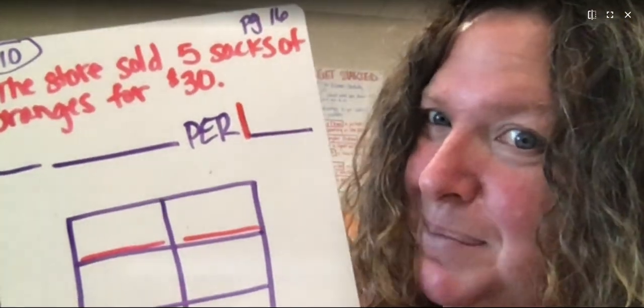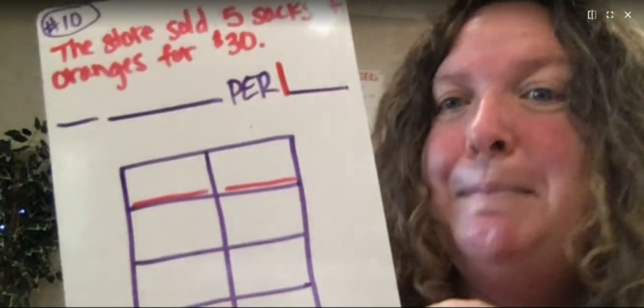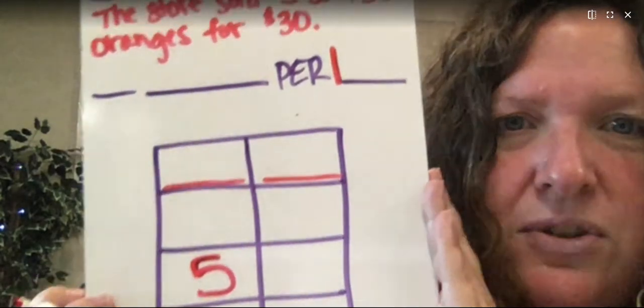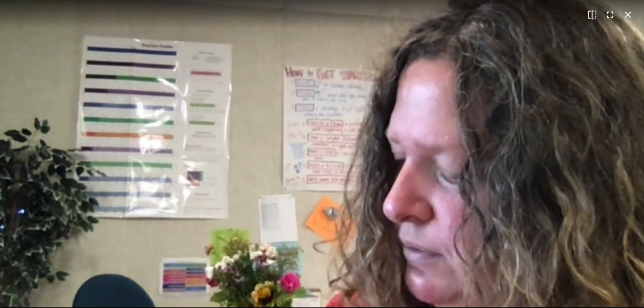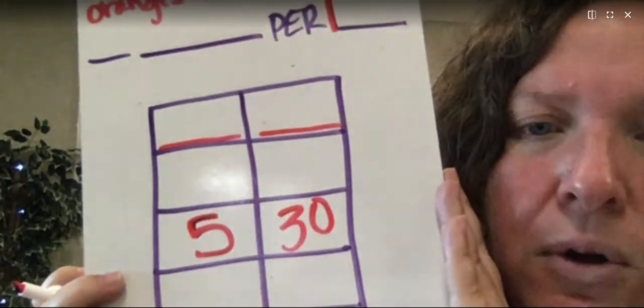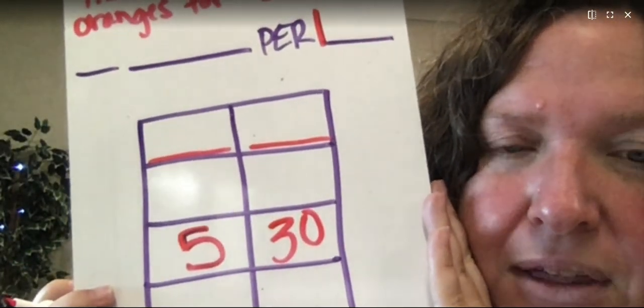Remember, it could be scrambled up. Could be in the wrong order, could be missing things. That's okay. So I'm going to put a 5 here. And so there's 5 of something for 30 of something. So I know I have to put those across from each other in the same row, 5 and 30, because those two numbers go together.